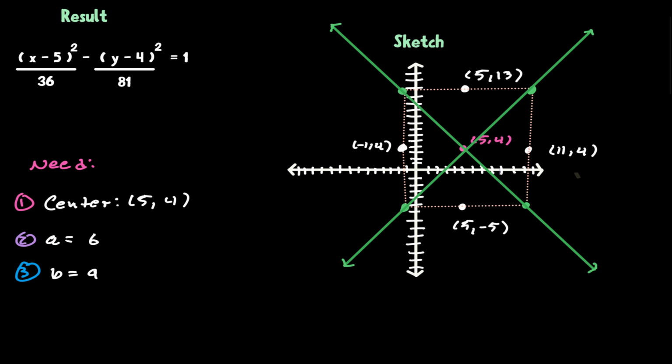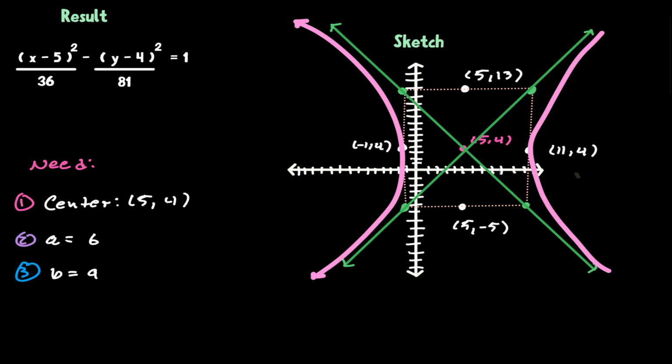Now remember that our a was underneath the x variable, so our hyperbola is going to open horizontally. Here we have the left-hand side of our hyperbola. And here we have the right-hand side of our hyperbola. So now we are done.